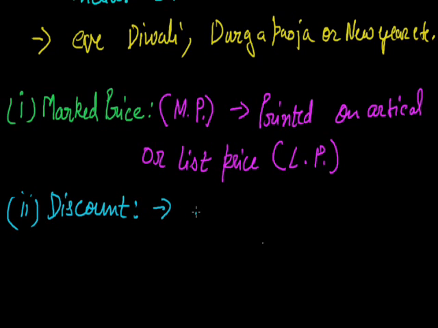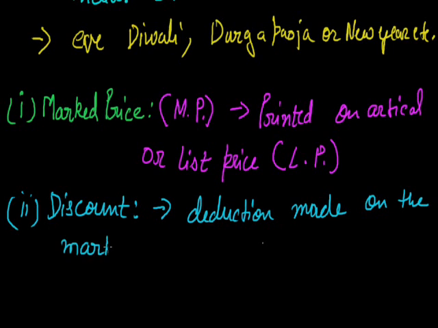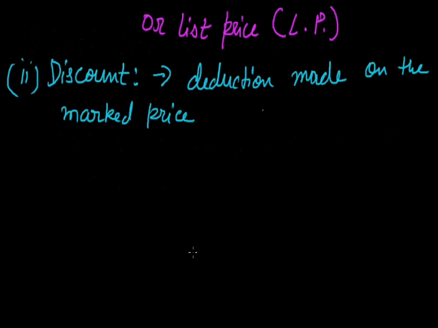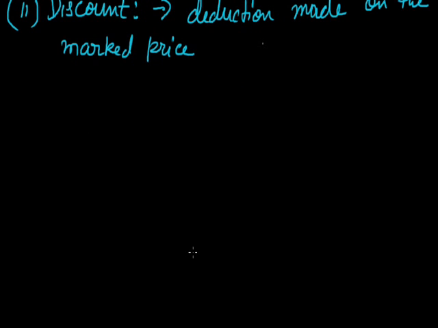Second is discount. It is the deduction made on the marked price. That is, when an article is sold at a price less than the listed price or the price printed on the article, then it is said to be given a discount. Discount is generally given as a percent of the marked price. That is, it is always calculated on the marked price.